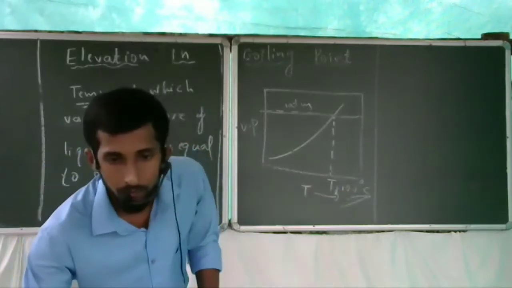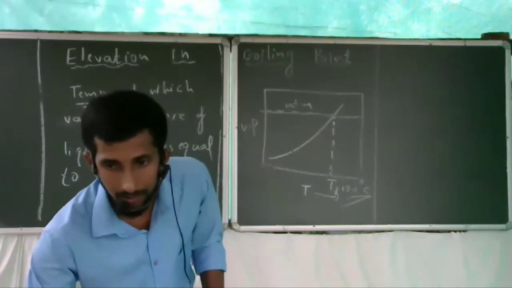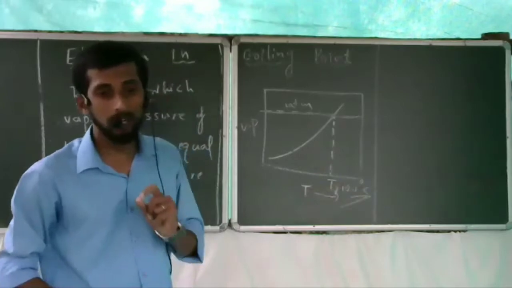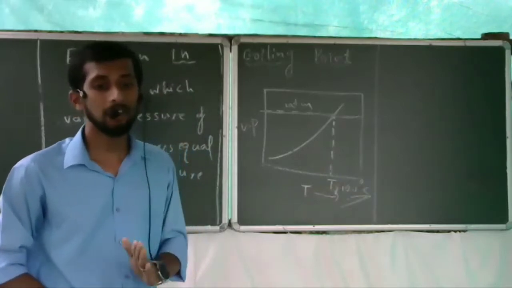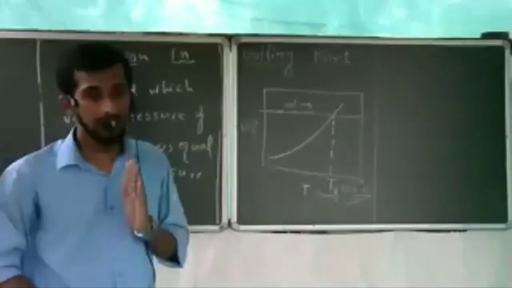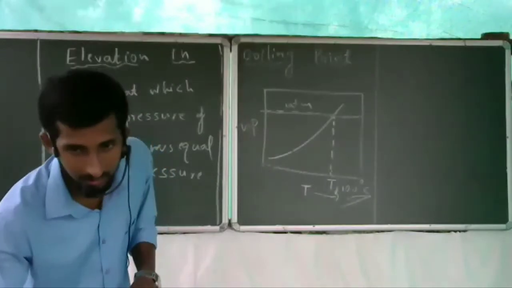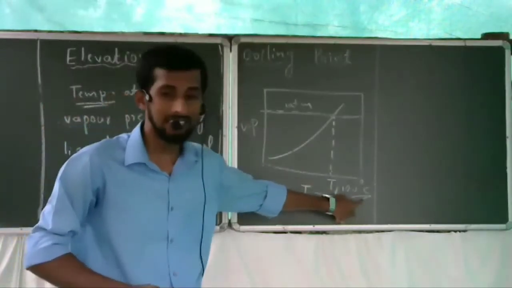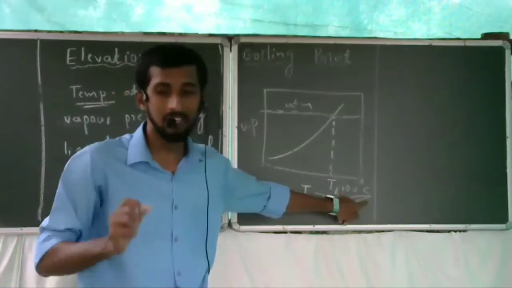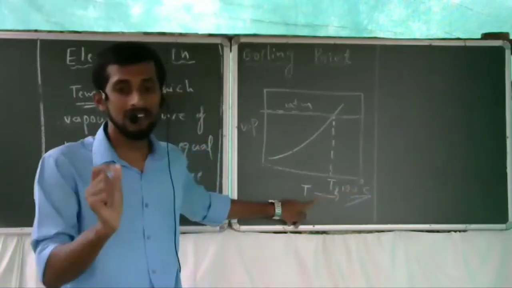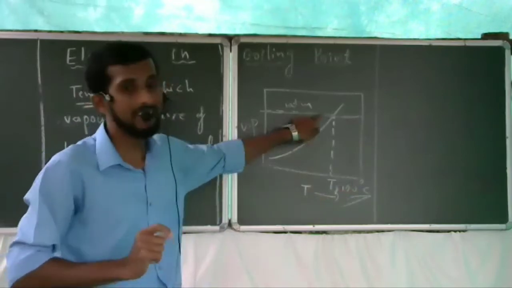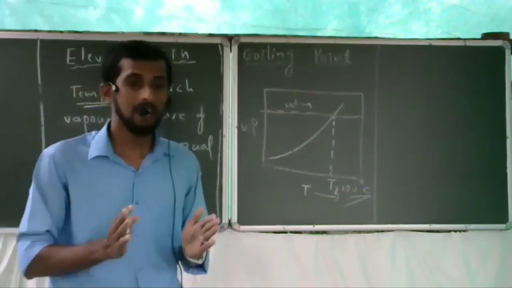becomes equal to atmospheric pressure. Okay, so we are calling 100 degree Celsius the boiling point of water at 1 atmospheric pressure. At sea level there is 1 atmospheric pressure. At 1 atm pressure, the boiling point of water is 100 degree Celsius, because when you heat water to 100 degree Celsius, its vapor pressure becomes equal to 1 atm. Okay, yes, remember that point.